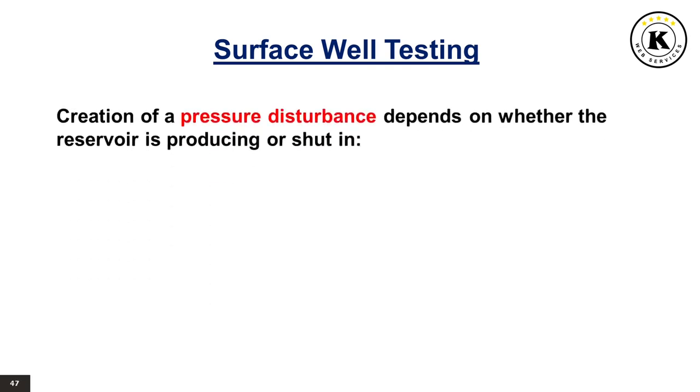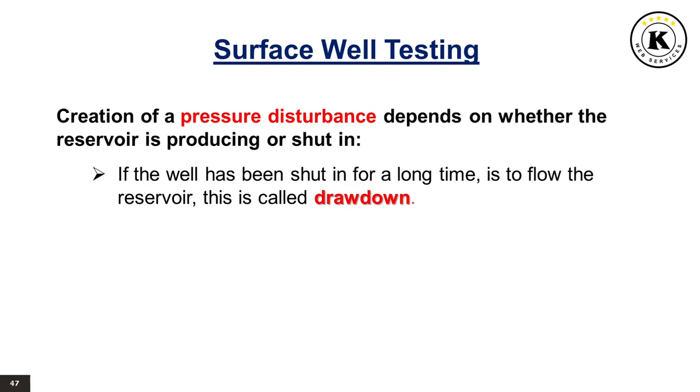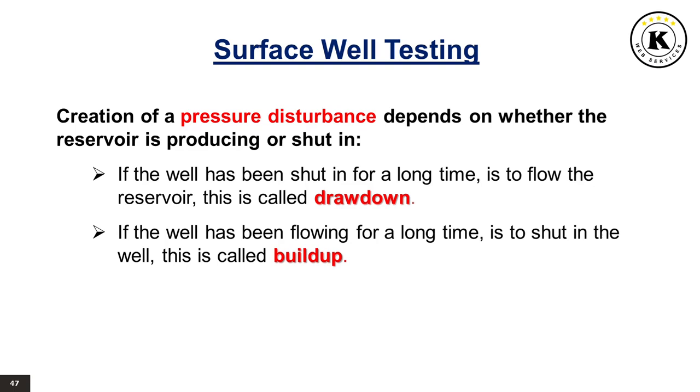Creation of a pressure disturbance depends on whether the reservoir is producing or shut in. If the well has been shut in for a long time, the test is to flow the reservoir, this is called drawdown. If the well has been flowing for a long time, the test is to shut in the well, this is called buildup.